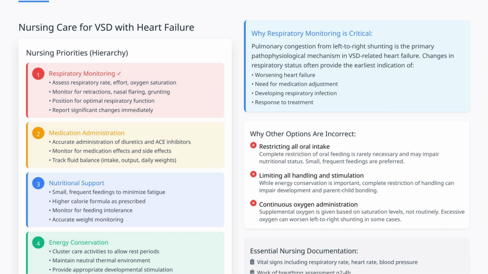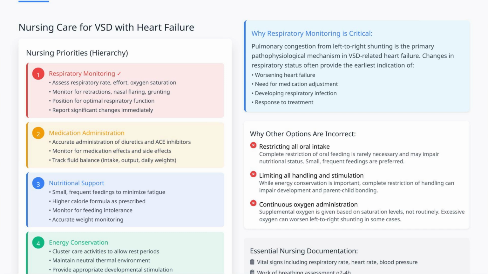In infants with large VSDs and heart failure, respiratory compromise from pulmonary overcirculation is the most critical physiologic concern. Careful and frequent assessment of respiratory status, including rate, effort, presence of retractions, nasal flaring, or grunting, provides essential information about the infant's clinical status. These assessments help evaluate response to treatment, detect early deterioration, and guide medication adjustments.